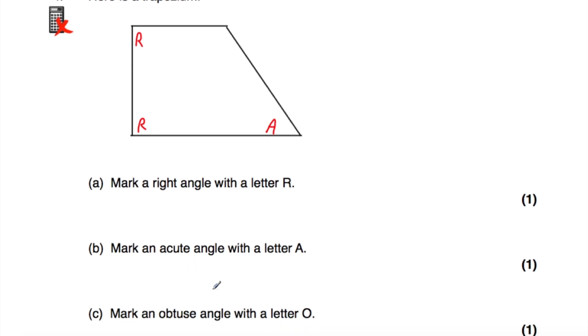So part C says mark an obtuse angle with the letter O. So obviously this is our only option left. That's our obtuse angle. It's bigger than 90 but less than 180 degrees. So that's our obtuse angle there.